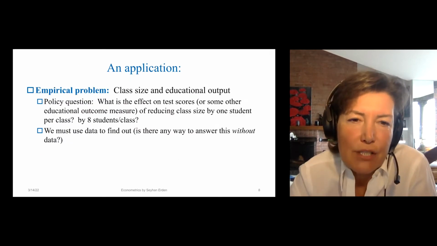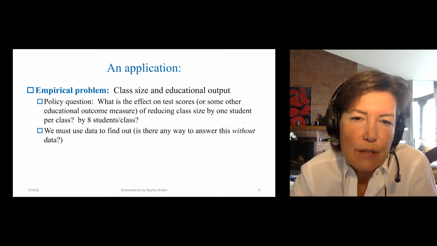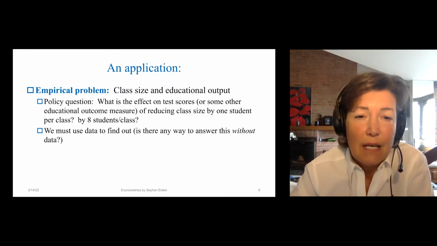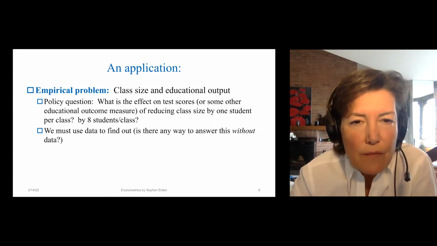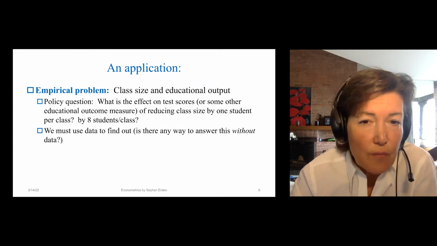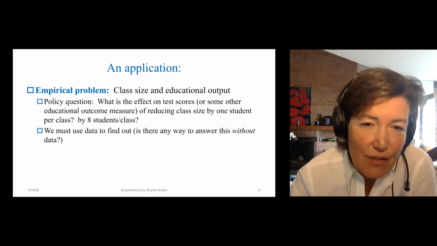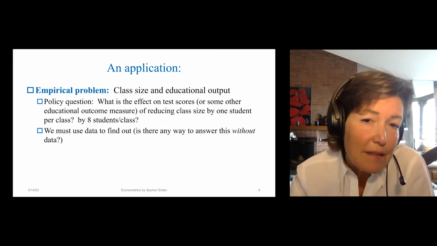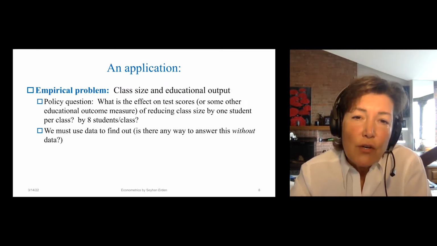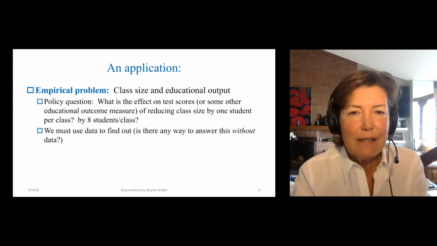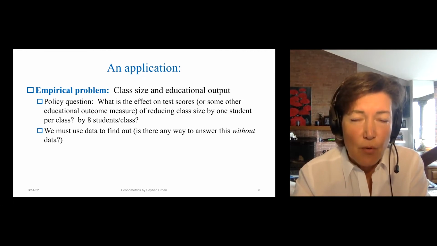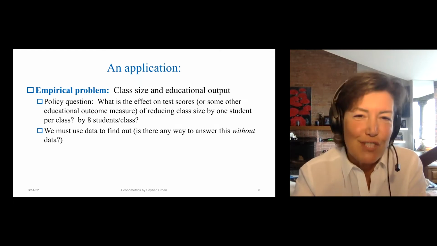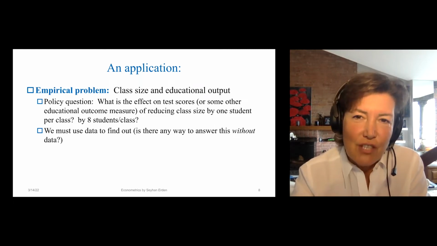So let's do an application. Let's use something that is important for policymakers as an application and figure out how we use econometrics in that. So the empirical problem here, which could be a problem for a policymaker, it could be a problem for a parent-teacher association, it could be a problem for a superintendent of a school system. So we're going to ask this question: is there a significant effect of class size, how many students per teacher, on the educational output?